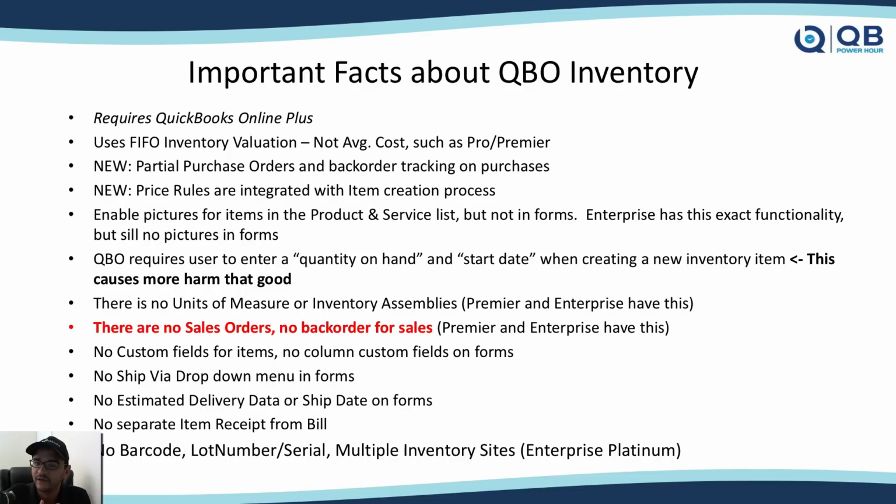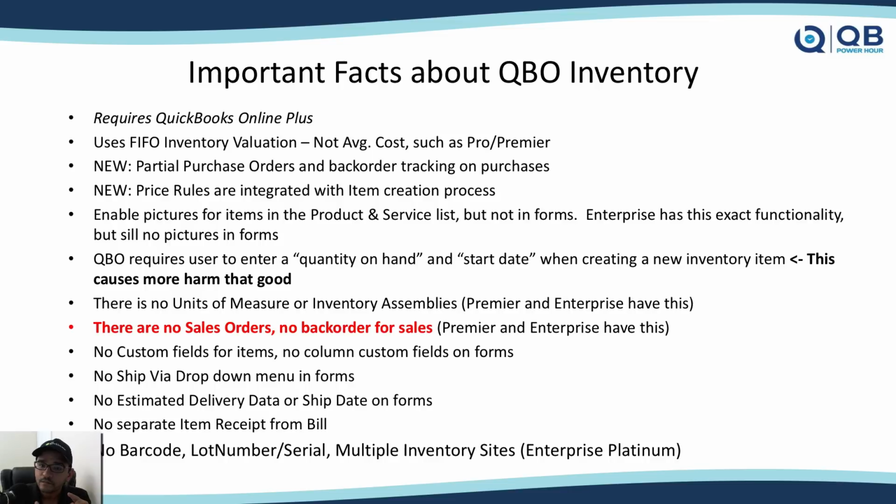Number one, you must be on QuickBooks Online Plus, which is that third tier version, to have access to purchase orders and inventory. Number two, it uses FIFO inventory valuation. QuickBooks Pro, Premier, Accountant, and Enterprise Silver use average cost. So that's a big contrast, unless you're working with QuickBooks Enterprise Platinum, which allows you to do FIFO. But that was a big change. So that's a really important thing, FIFO inventory valuation. If you don't know what that means, just look it up on YouTube. I have a couple of videos on that.